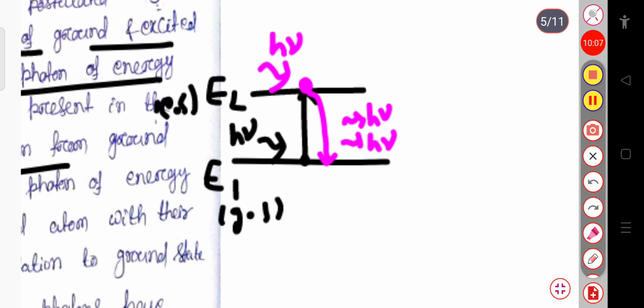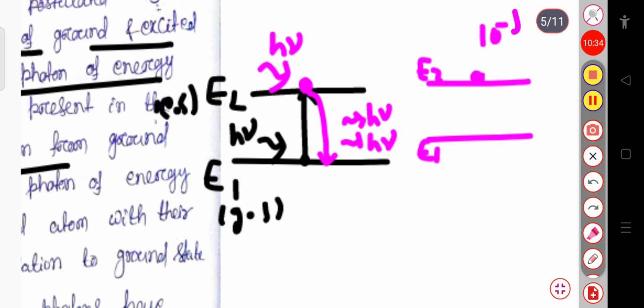We can say that these two photons, h nu and h nu, will be in the same phase, or we can say that it will follow coherence. Because in the case of spontaneous emission, the atom is already present in the excited state. Since the lifetime is very small, 10 power minus 8 second, it will spontaneously get de-excited and come back to the ground state by emitting the energy h nu. This is the real case.